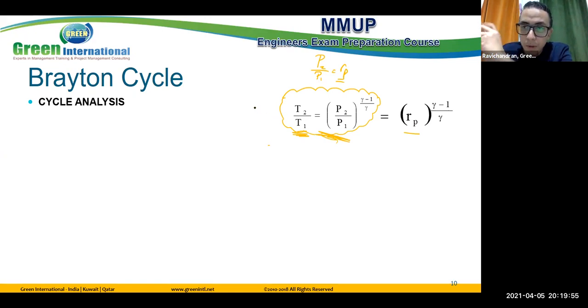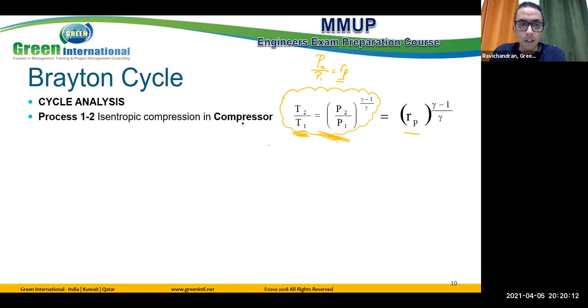I will give you the problem I sent you, or I put it in one of the exams we solved together, to know the values coming in the exam. By the way, T2 over T1 is equal to P2 over P1 to the power gamma minus 1 over gamma, or equal to RP to the power gamma minus 1 over gamma. RP is P2 over P1. This is isentropic compression for the compressor from 1 to 2.